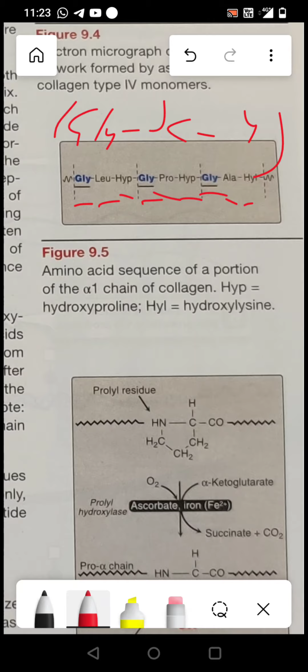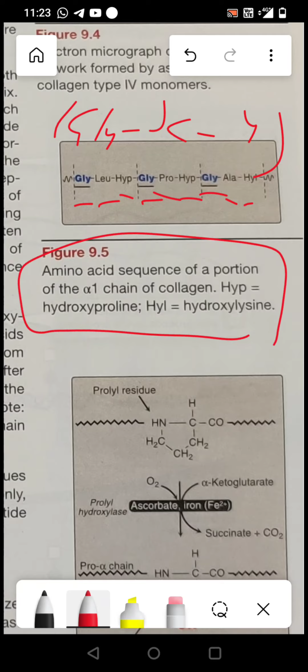So these are the two other very important amino acids which are present in the alpha 1 chain: glycine, hydroxyproline and hydroxylysine. Different amino acids play a very important role, but glycine is present at every third position, so it is present in 33%.